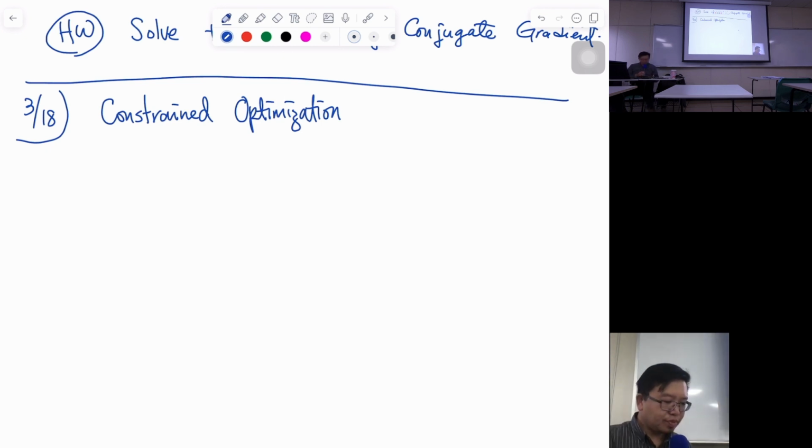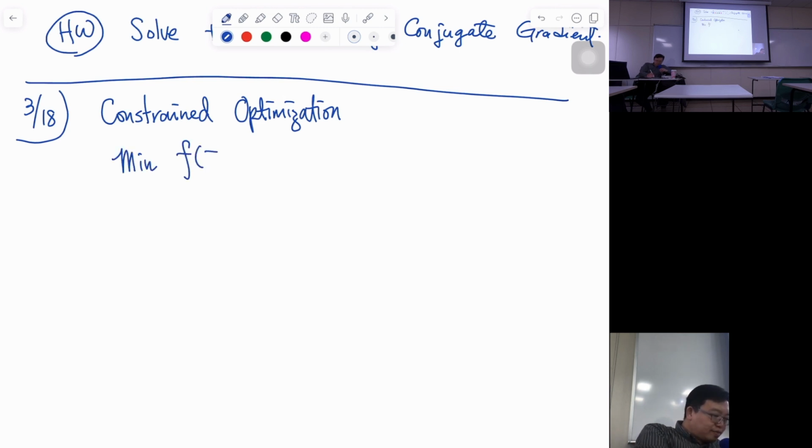Okay? So, in the past few weeks, we never talked about constraints. I want to remind you, for our optimization problem, we are trying to minimize the objective function subject to constraints. Usually we use G for inequality constraints, H for equality constraints. So this is a so-called constrained optimization.